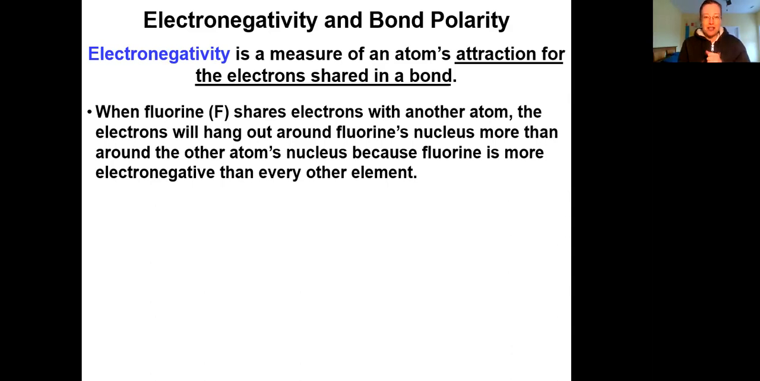Well, what if I tell you that there is a stronger attraction for fluorine to pull electrons towards his nucleus than other elements have? I like to think of fluorine's house, where his nucleus is. It's got PlayStation and Xbox and the Nintendo Switch. It's got the fresh Cheetos, Doritos, and Fritos. All of that is at fluorine's house. And so any electrons shared in a bond will prefer to hang out with fluorine more than the other atom.